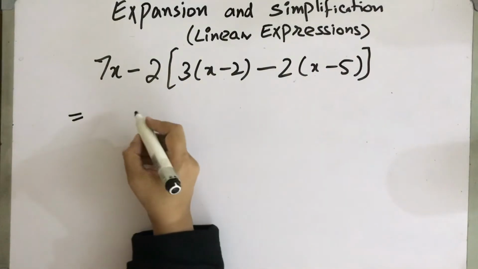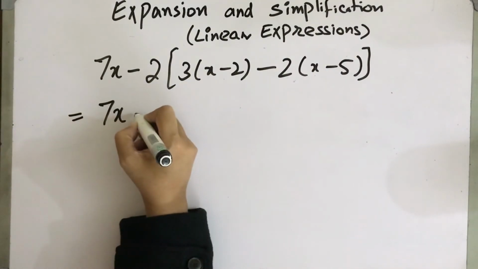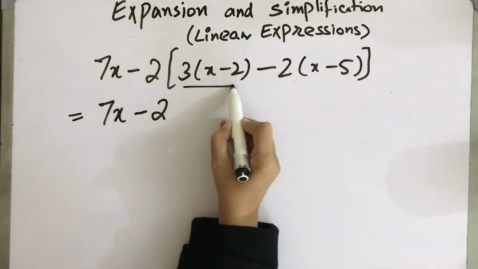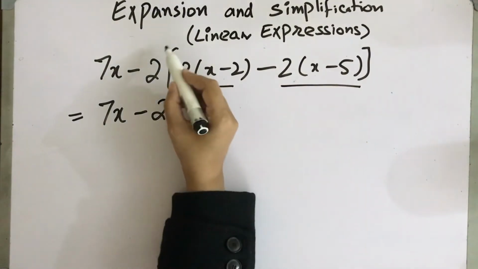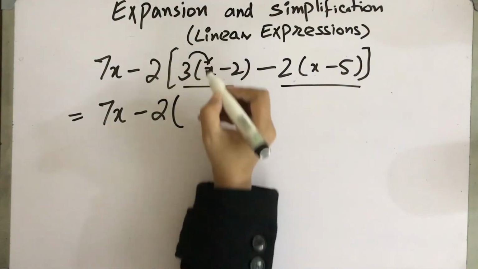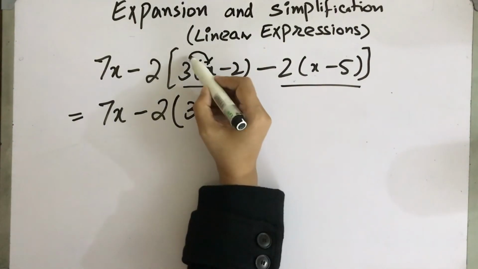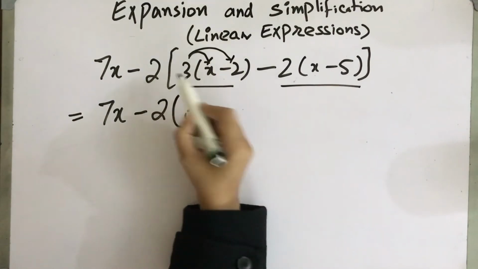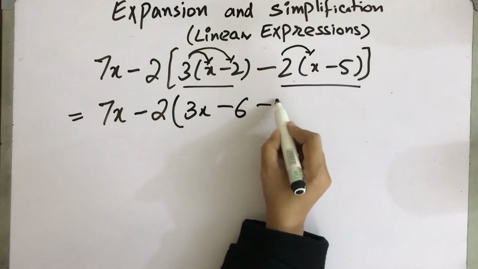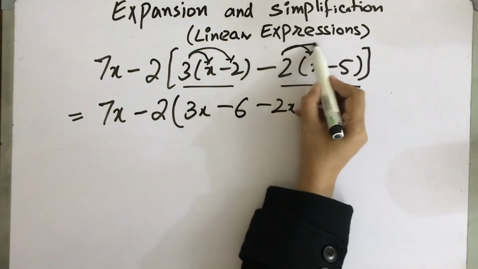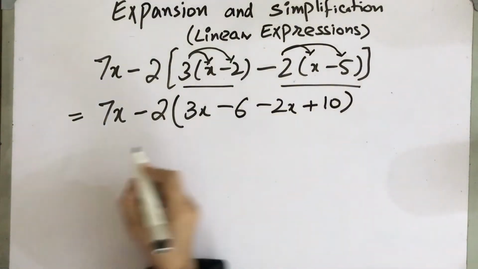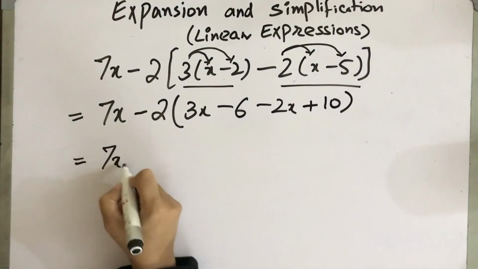The last question for today, 7x as it is minus 2 as it is. I have a plan to open these two small brackets, so I shall make this bar bracket a small bracket and I shall multiply this 3 with x. I shall have 3x and 3 with 2 will give me negative 6, minus 2 with x will give me negative 2x and negative 2 with negative 5 I shall have positive 10. There is no need to make the arrows when you will be expert in it.